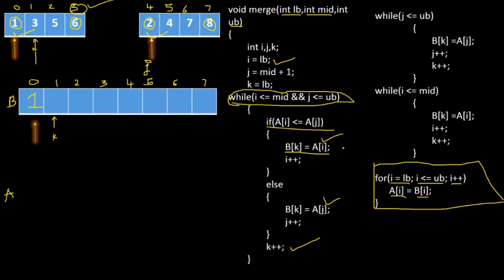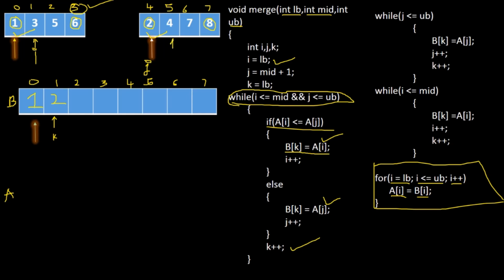Next time, when you compare 2 with 3, you find that the j value is lesser, so it will go to the else part. Now b of k will be a of j, that is, 2 will be copied here. When 2 is copied here, j gets incremented.